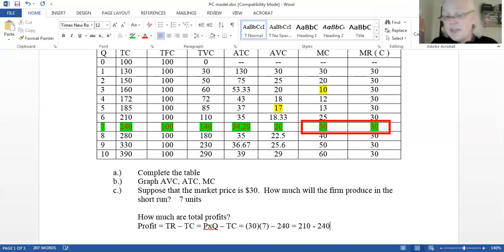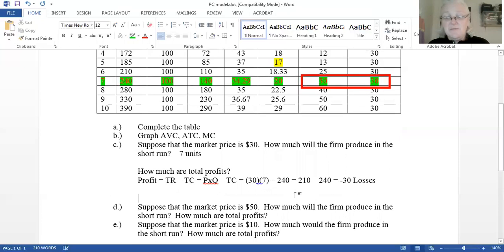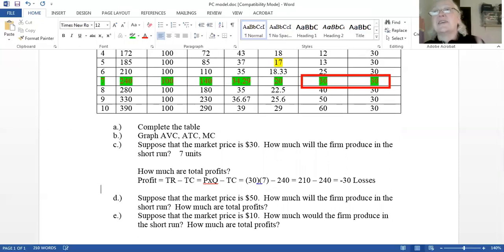minus 240. This firm is negative 30. They are making losses at a price of 30. Well, that's not good, but we're going to stick it out. Well, let's see. Should we shut down?